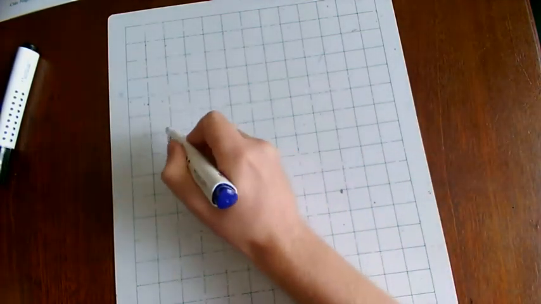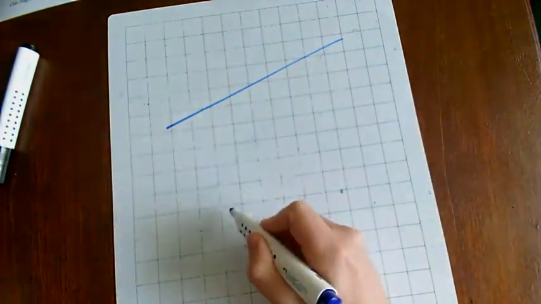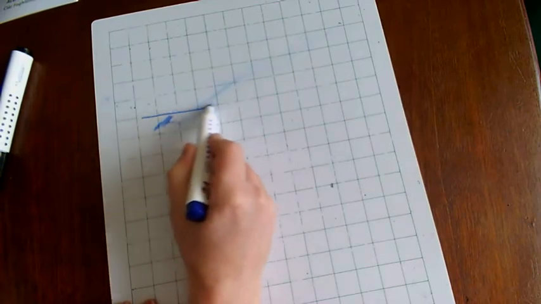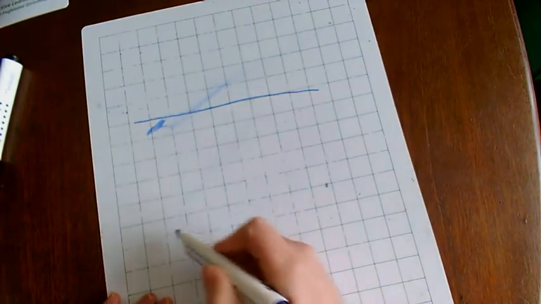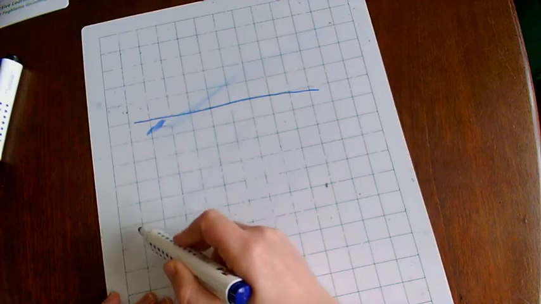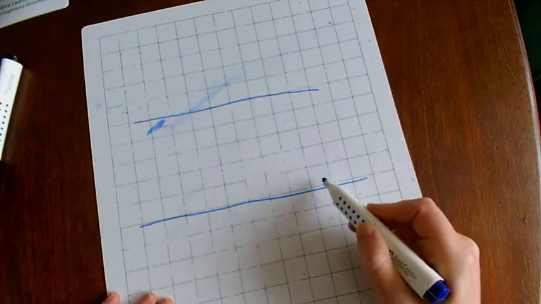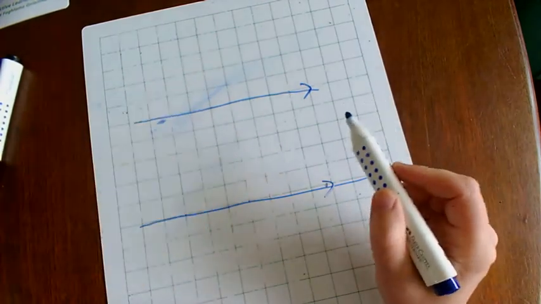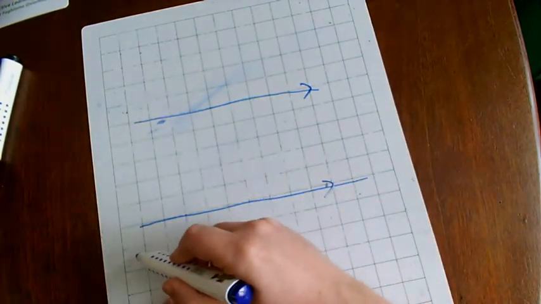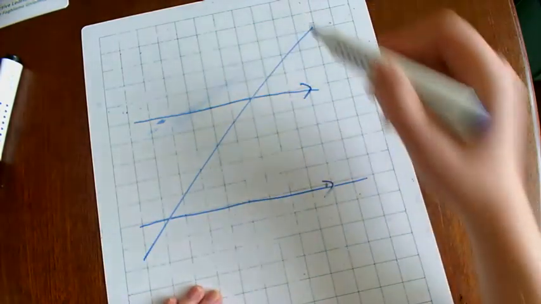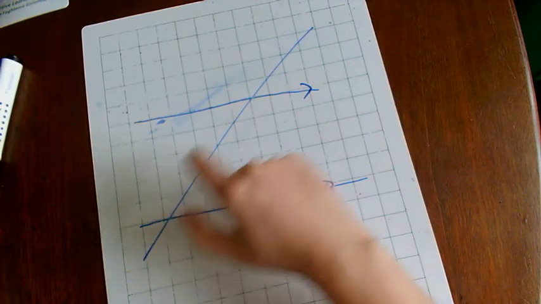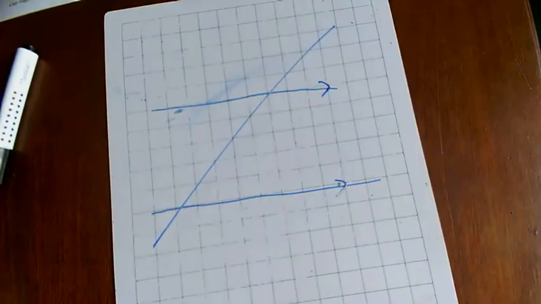So if I draw a line, and let's do it horizontal, and we'll draw another line here. We'll say those two lines are parallel. Okay, they've got those arrows. Those two lines are straight and they're parallel. If I draw again a line through them, I've created how many angles? I've created 1, 2, 3, 4, 5, 6, 7, 8. I've created 8 angles.